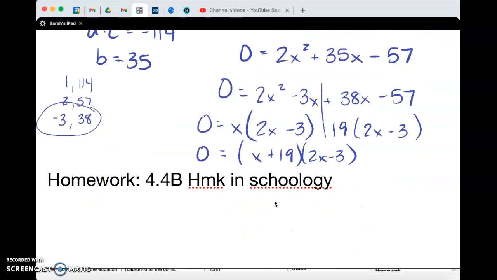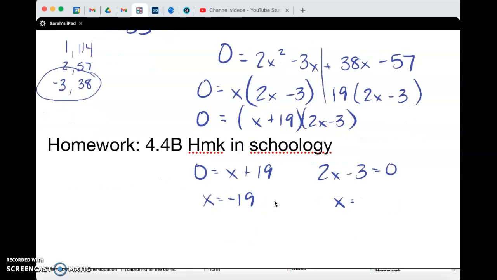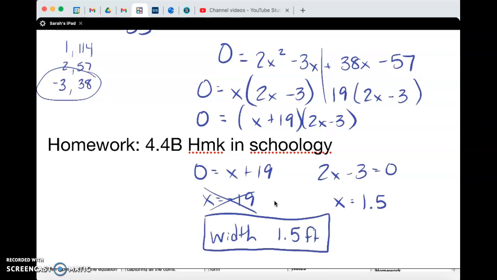Almost there. We can set both of them equal to 0 and solve. So x is negative 19, and the other one is 1.5. So what was x representing? Do you remember? Back to the original problem. It was the width of our pool deck. So which one of these makes sense? 1.5. I can't have a negative uniform width, so that one's thrown out. So that's my actual answer.